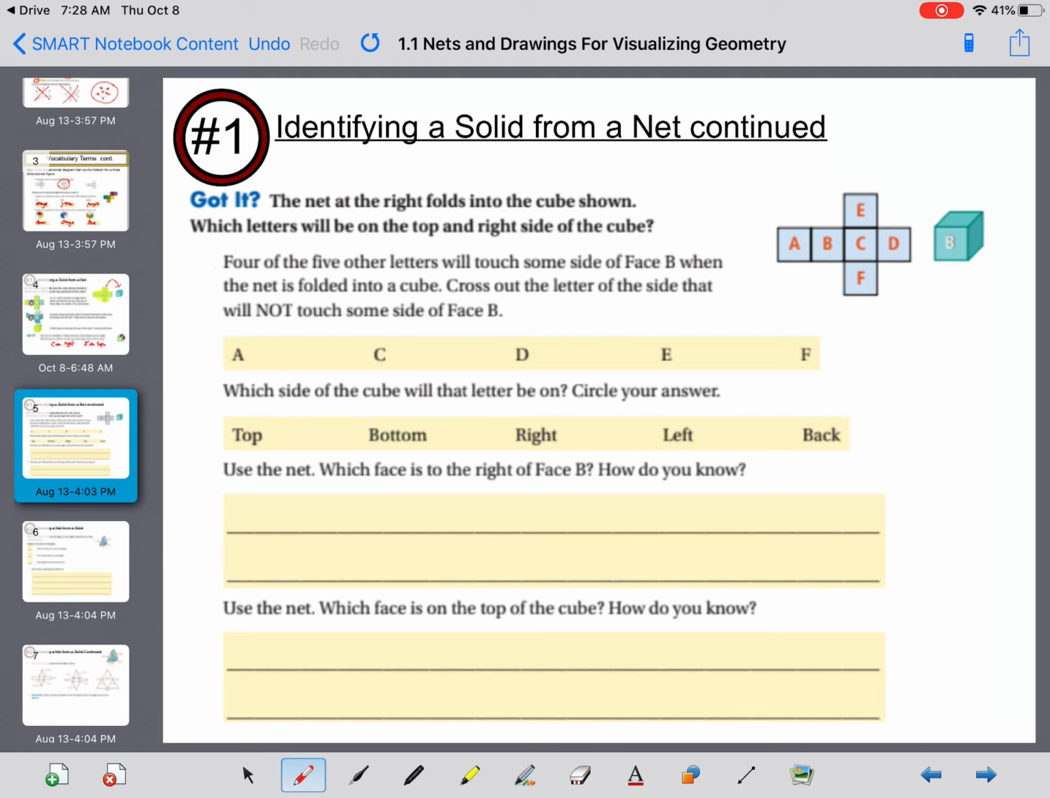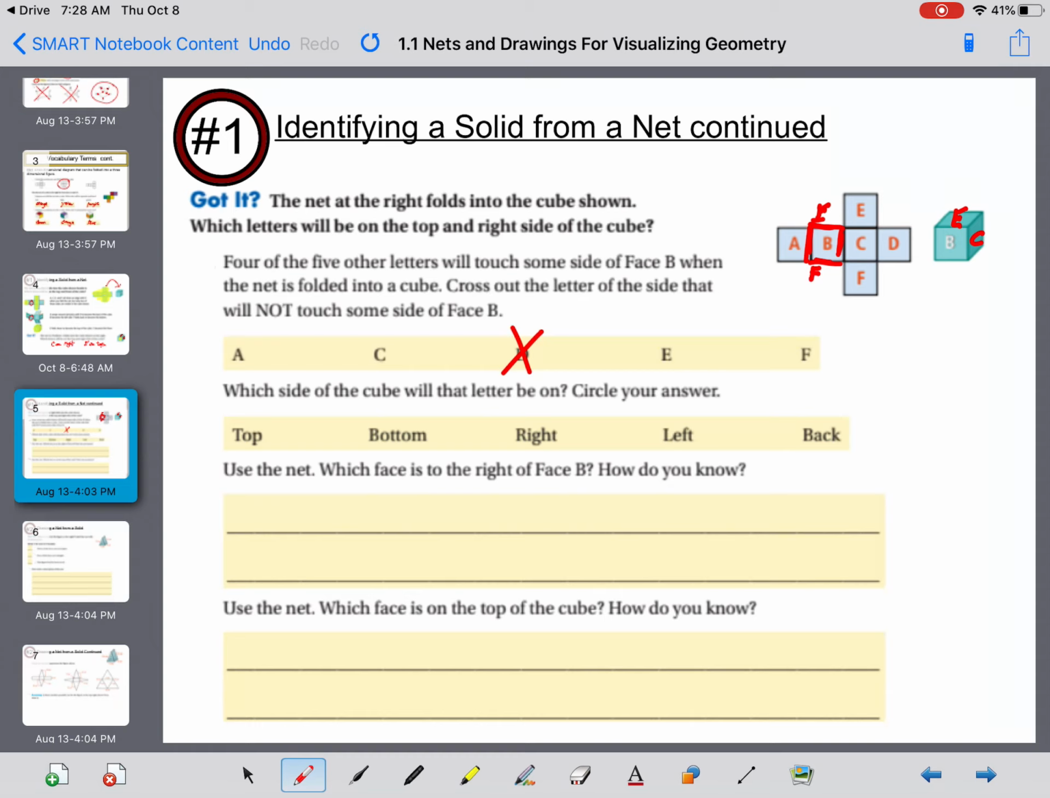Identifying a solid from a net continued. The net at the right folds into the cube shown. Which letters will be on the top and right side of the cube? So again, just take a look. If you fold B over, you would have C on the side and E on the top. Cross out the letter of the side that will not touch some side of face B. Well, you know A and B share a side. B and C share a side. When you fold B around, B and F will share this side, and E and B will share this side. So you would have E, A, C, and F. The only one that it does not come into contact with is D. So cross out D.